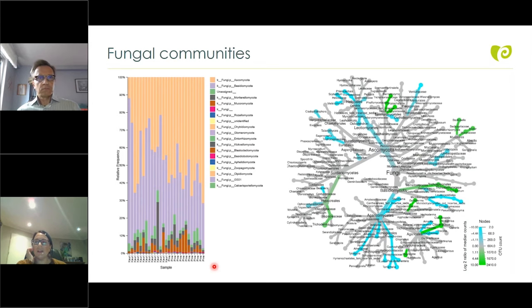Ascomycota and Basidiomycota formed the majority of the reads. Ascomycota was certainly higher in the pine here, whereas Basidiomycota was certainly higher in the Kauri soils. And if we go over to the differential heat tree, the blue nodes here represented the high counts in the pine forest in these orders. Sorry, half my screen is covered by the menu for the webinar itself. The green nodes here were certainly dominated by the Kauri forests.